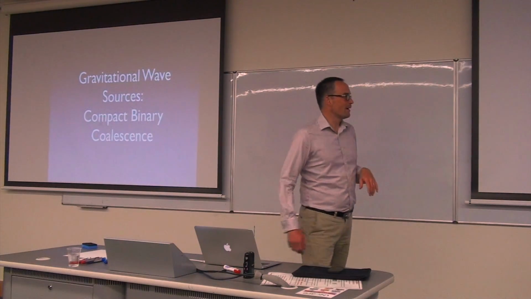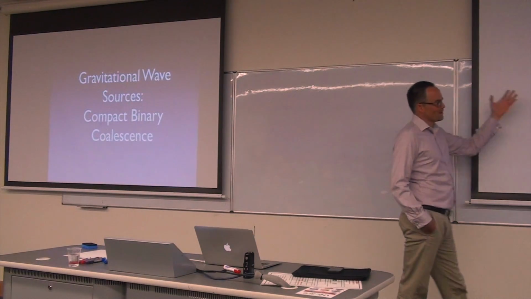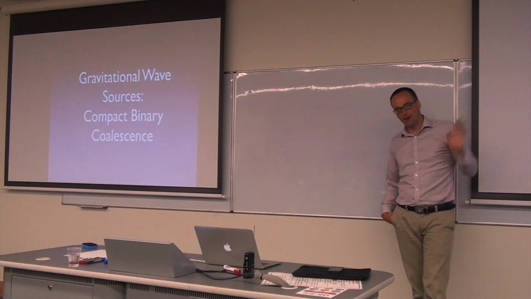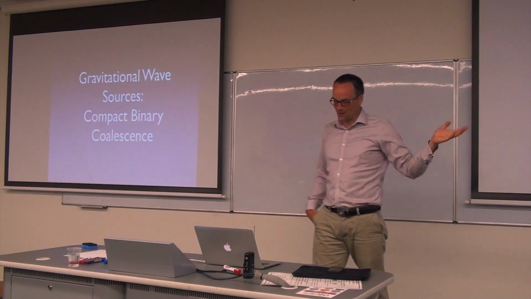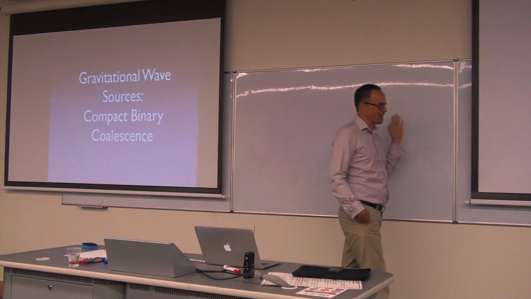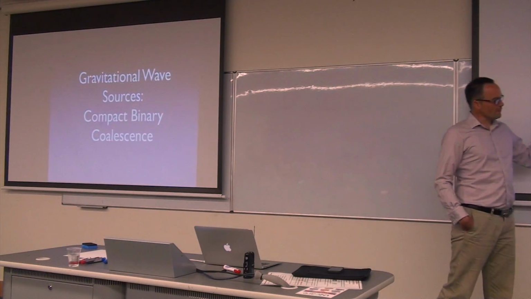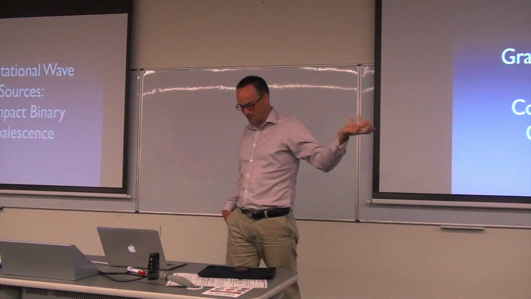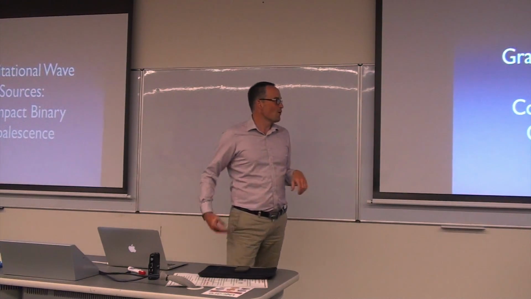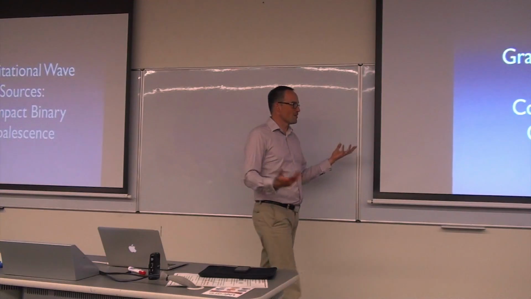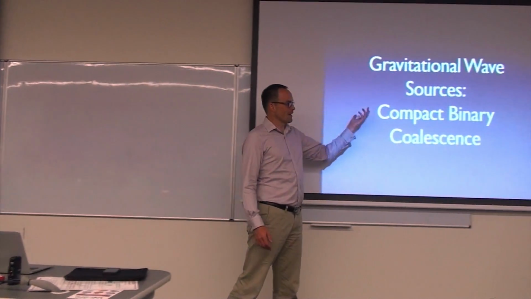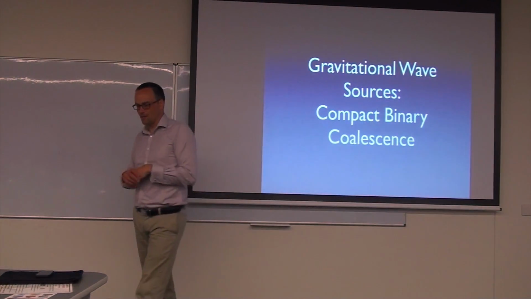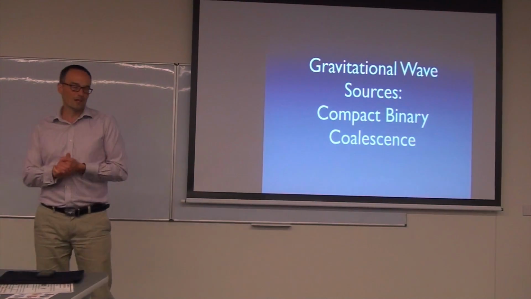Okay, so the biggest category of gravitational wave source are compact binary coalescences. So the first half of the lecture will be entirely on these. A compact binary coalescence is a merger, so it's one of these in-spiral sources we were talking about yesterday, where you have two black holes or two neutron stars that are in a binary and they in-spiral under the gravitational wave emission and eventually merge.